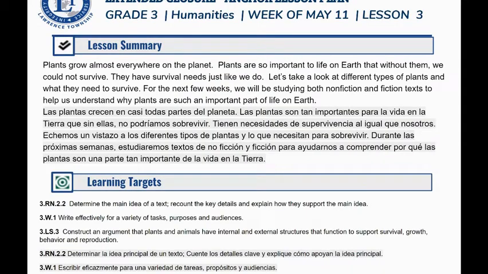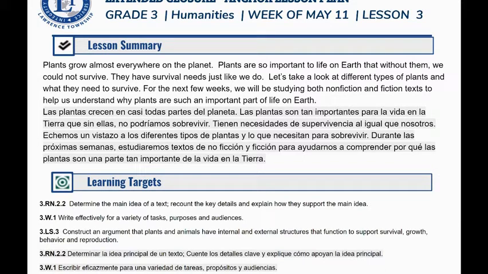In this lesson, students will see how plants grow almost everywhere on the planet. Plants are so important to life on Earth that without them, we could not survive. Today, we will be studying nonfiction text to help us understand why plants are such an important part of our life here on Earth.